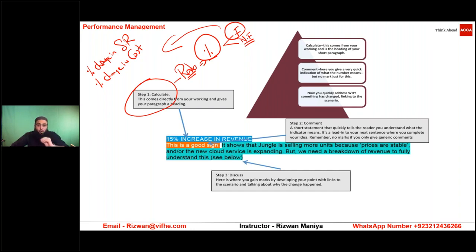It's the most common: percentage change in sales revenue, percentage change in cost. Because normally, I'm talking about financial ratios, okay? Listen, because normally in the PM paper, I would say more than 90% of the times, it's the profit and loss given in the paper with no balance sheet. Which means if there is no balance sheet, ROS is out of question. Current ratio, quick ratio, inventory days, receivable days, payable days are out of question. Financial gearing out of question.